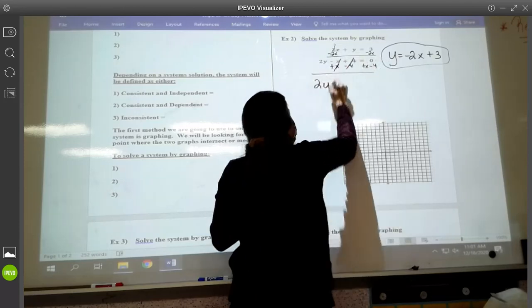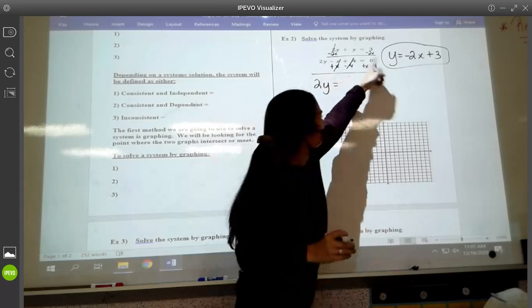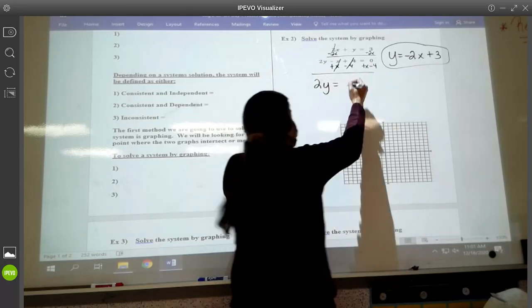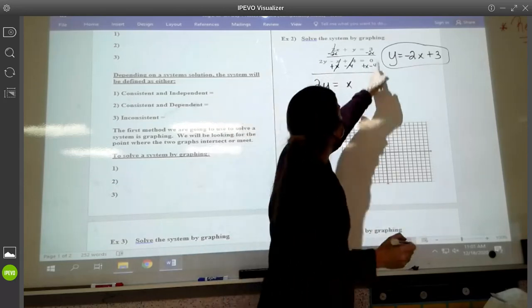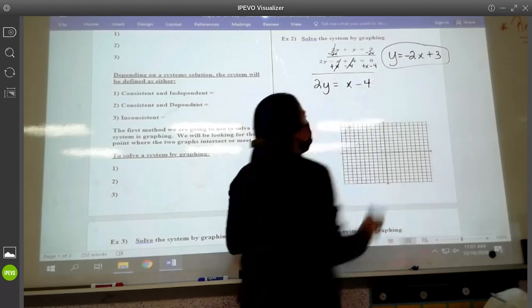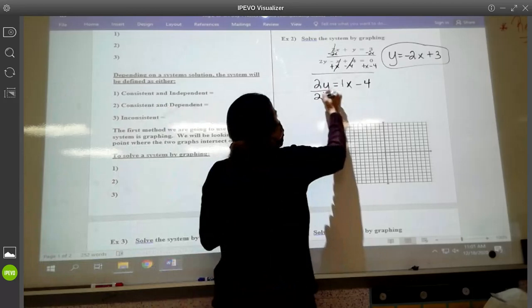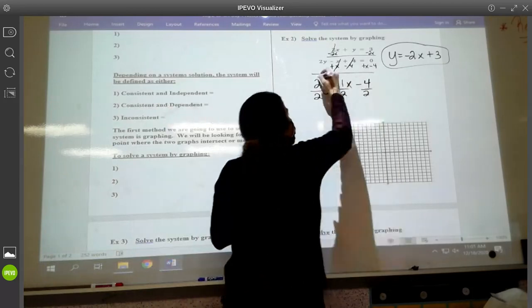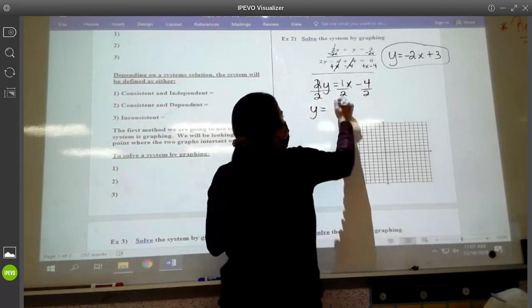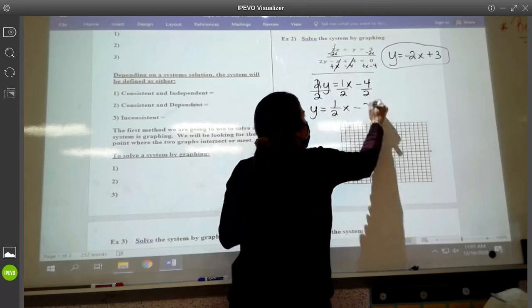That leaves me with 2y equals. There's no x's to add x to on that side, so it'll just stay x. And then 0 minus 4 is negative 4. And then I'll divide everything by 2. It doesn't divide or reduce. And then minus 2.